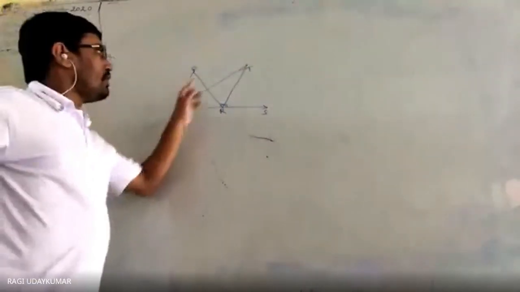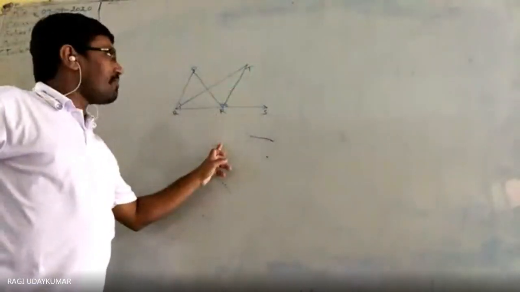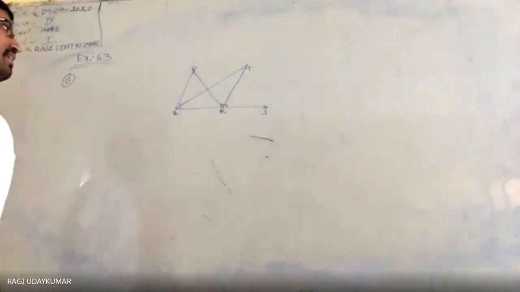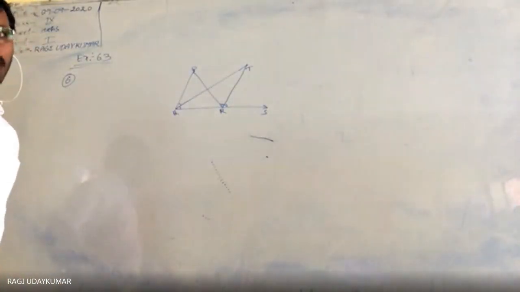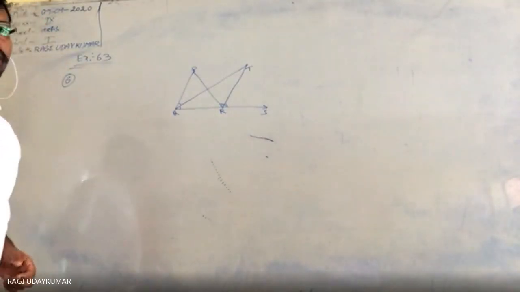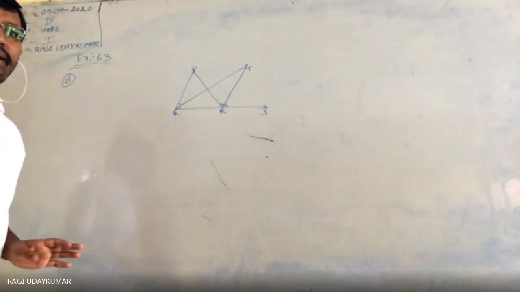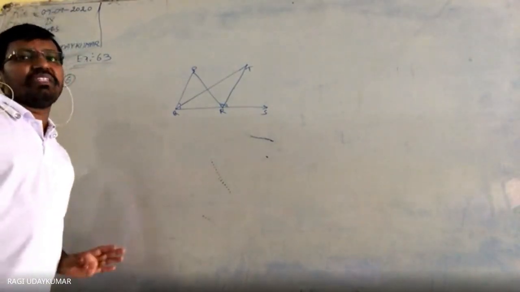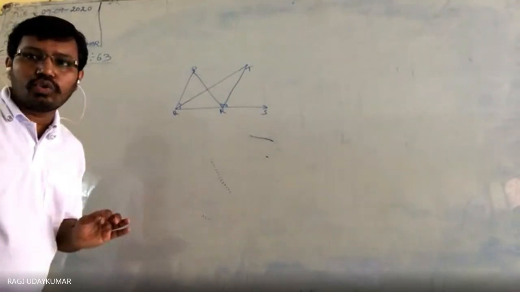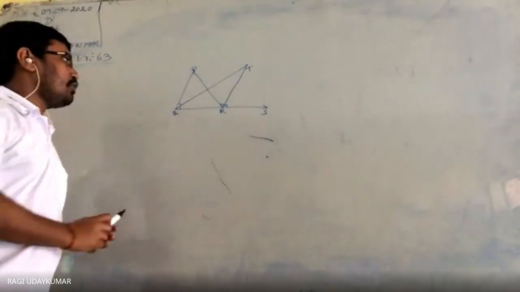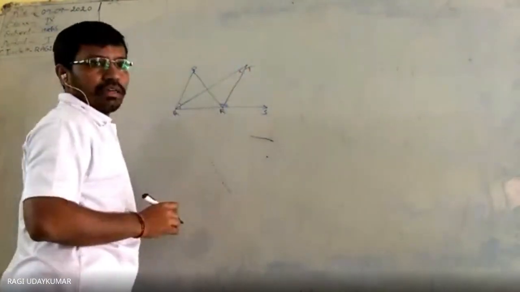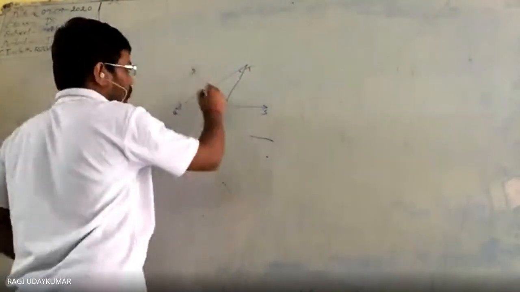Angle QTR is the half of angle QPR. Here the measurement is not given, you are not supposed to take any measure. We need to prove that angle QTR, this angle, is half of angle QPR.